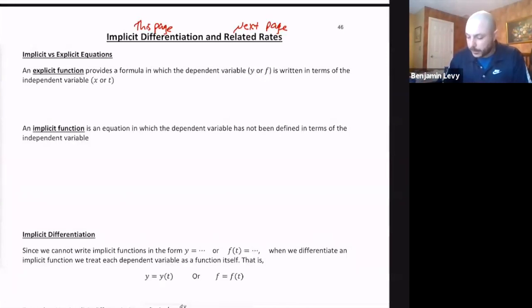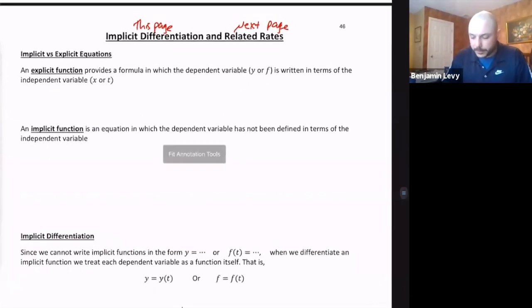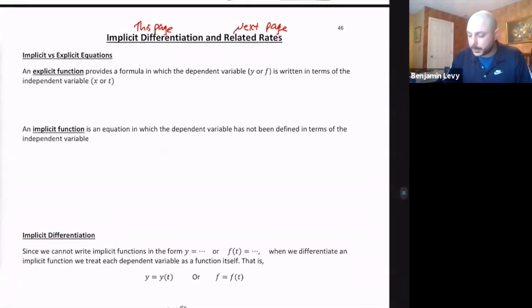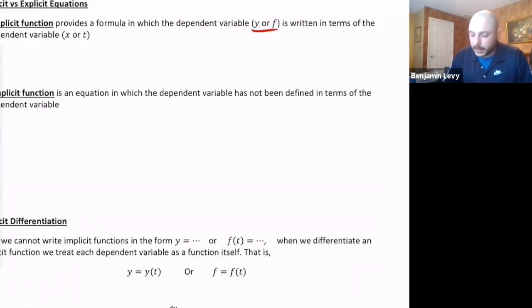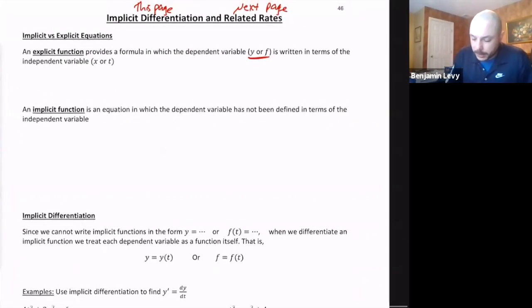But with that in mind, in mathematical speaking, an explicit function, like it says right here, very clearly writes the dependent variable on one side of the equation and the independent variable on the other. We usually think of y or f as being the dependent variable, and the independent is the input, and that's usually x or t. And so most equations you're familiar with are explicit.